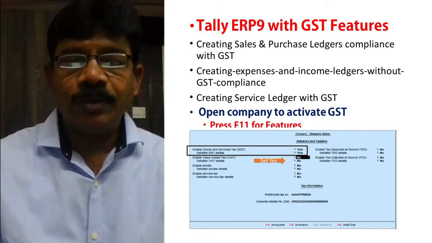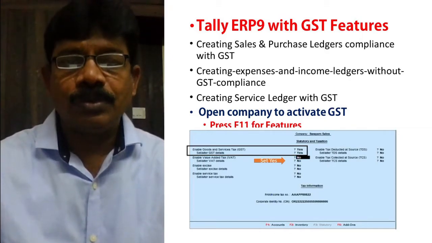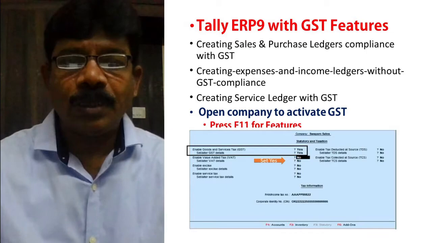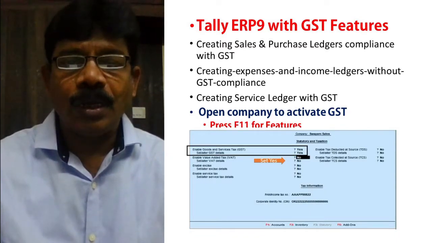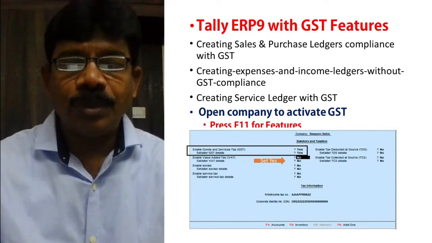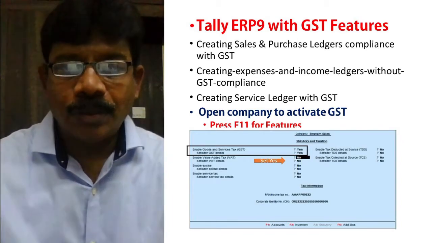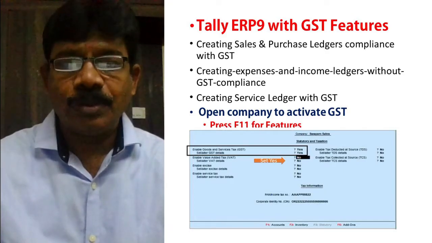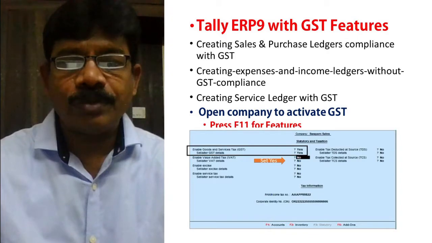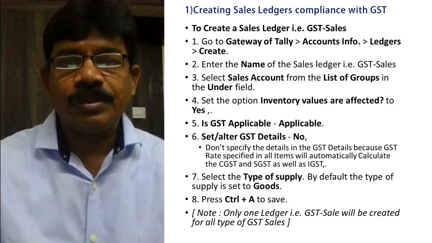Before that, we have to enable the GST features. What is the features button? F11 is the button for company features. Press F11. Later F3 for statutory and taxation features, and enable the first two items: enable goods and services tax, and set and alter GST details. We should set yes to these two items to enable Tally to comply with GST. So first we are going to create the sales ledger.